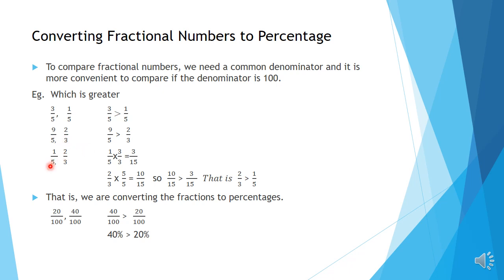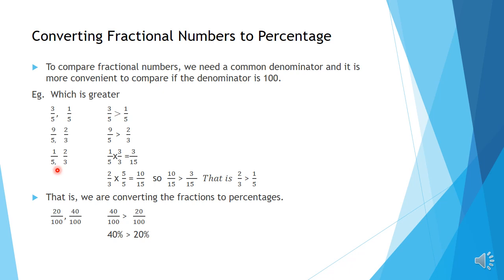Now third example, see 1 by 5, 2 by 3. Here both are proper fractions. 1 is smaller than 5, 2 is smaller than 3. So both are proper fractions, and also the denominators are not the same. So how can we compare? Here we have to find the LCM and make the common denominators. We have to make the denominators same. So for this we have to find the LCM.